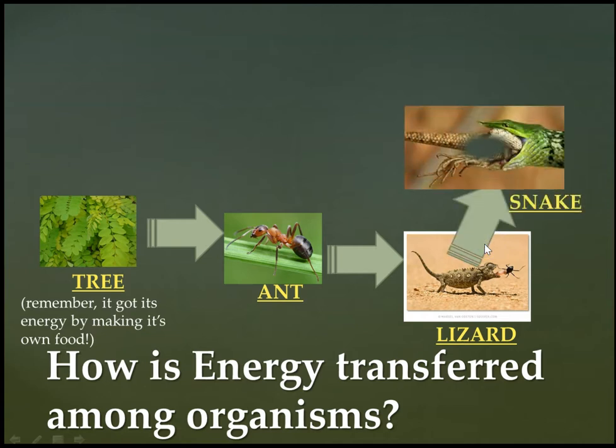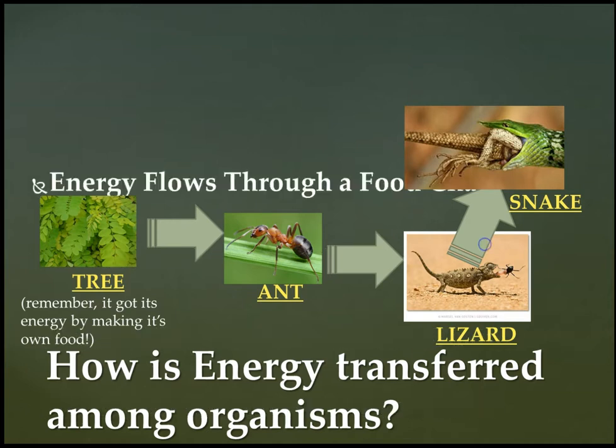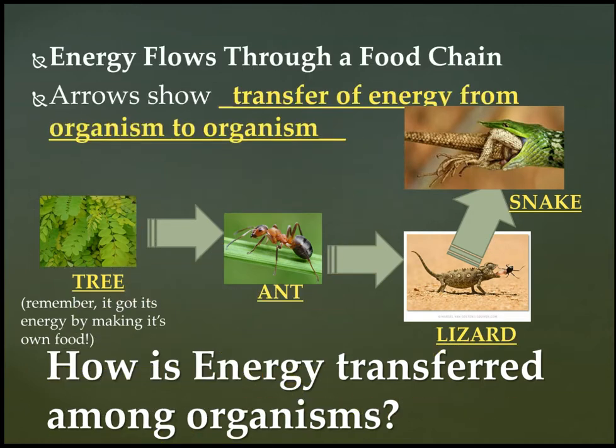Then along comes a snake. So now the energy is in the snake. Again, this is called a food chain. A food chain shows the transfer of energy from organism to organism. So make sure you put this example on your paper. You don't have to draw all the pictures, but please at least write the words and draw the arrows, being very careful to show the arrows going in the correct direction.